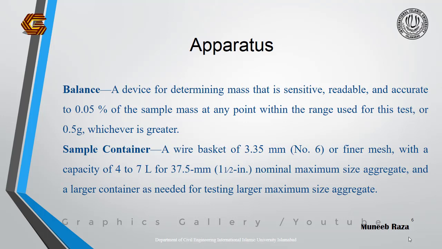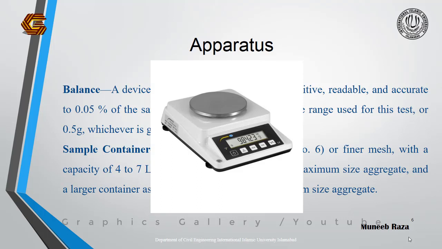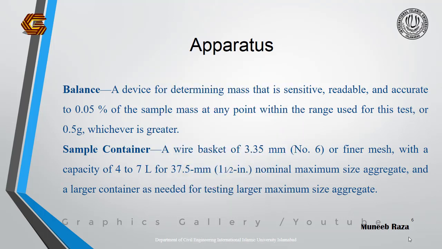So let's start with the apparatus. First of all, we should have a balance that is accurate in such a way that it will read up to 0.5 grams. Another is the sample container, a wire mesh bucket whose mesh should not be bigger than sieve number 4, because we will be taking a sample that should be retained on the sieve number 4. If the mesh is much bigger than sieve number 4, then all the aggregate will drop down in the container. Okay, let's move on.